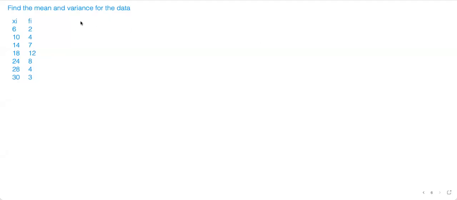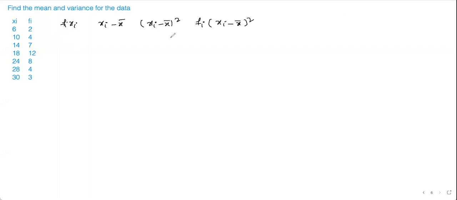Now let us find the mean and the variance for the following data: xi's and fi's. Let us write down the table for this. Given is xi and fi. So we have fi into xi, and xi minus x bar, and then the square of this, and then fi multiplied by xi minus x bar whole square.